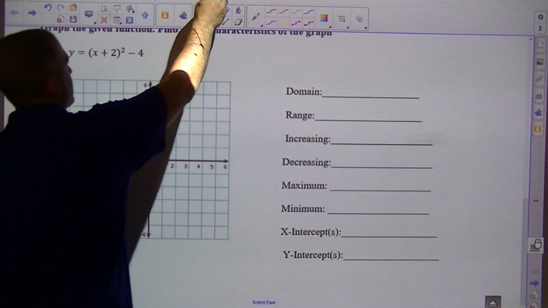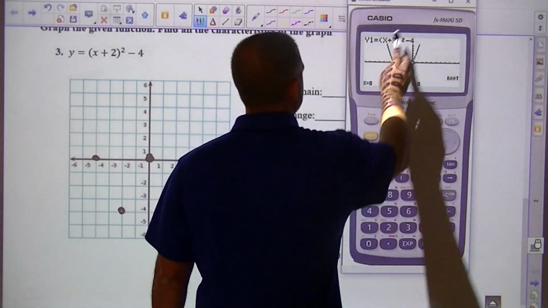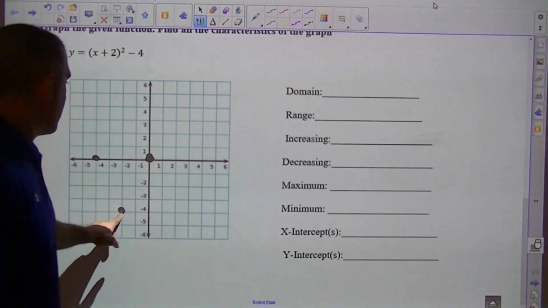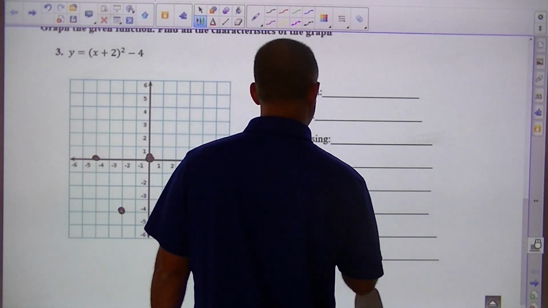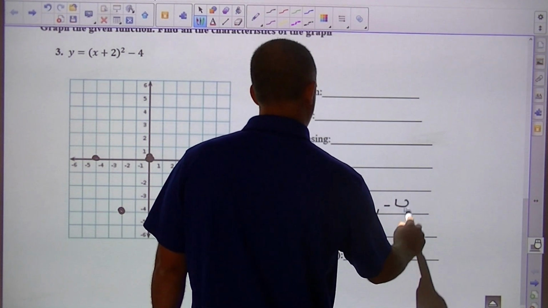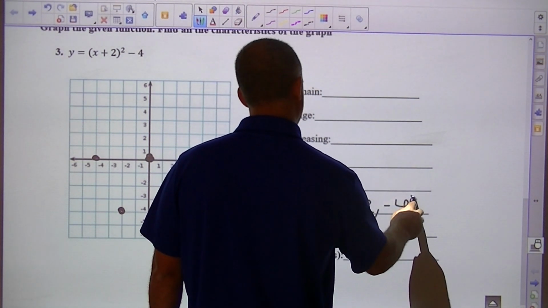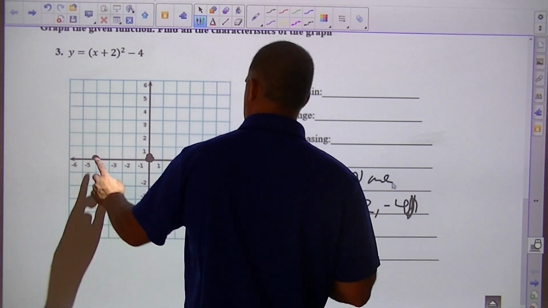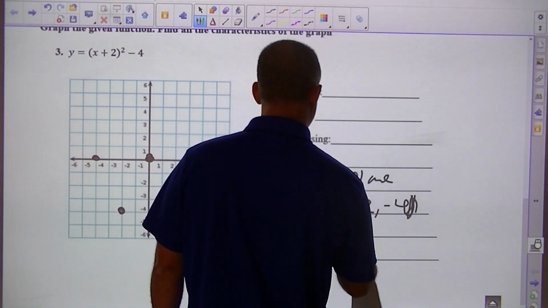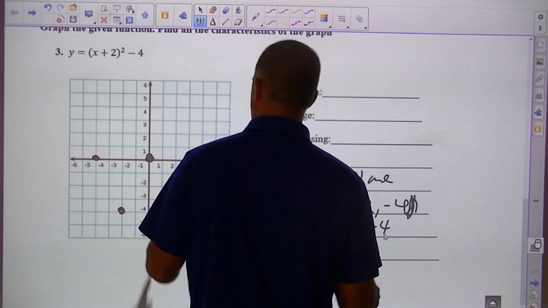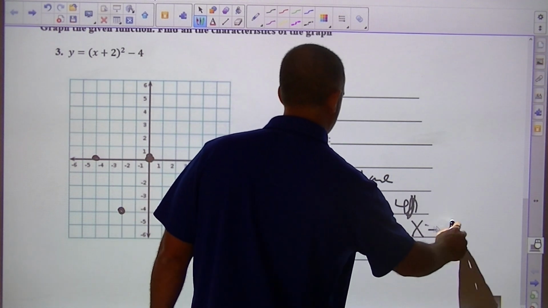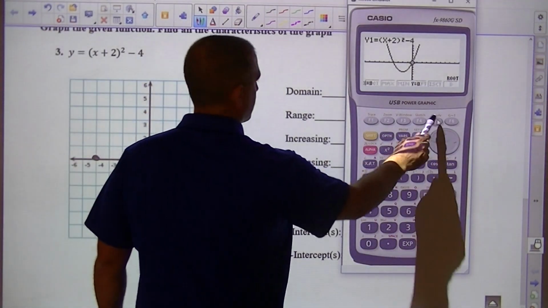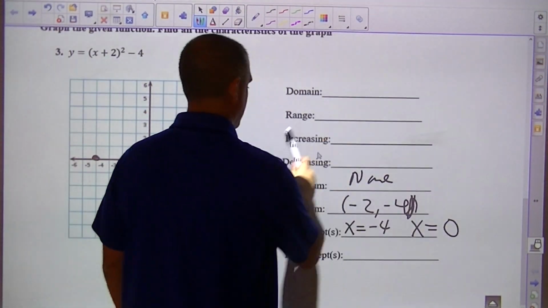And then what I want to also check out, and actually before I even go on past that, I can write some of this stuff in. -2, -4 was my minimum. I had no max. My x-intercept was x equals -4 and x equals 0. Okay? And then G-solve y-intercept 0, 0.